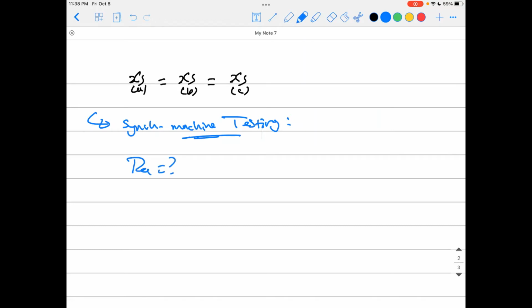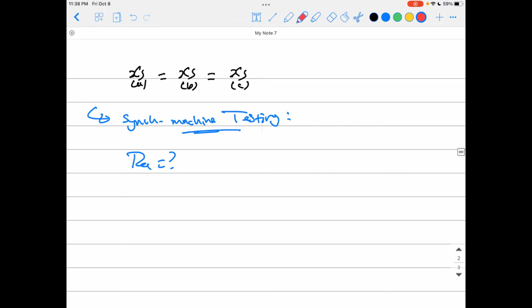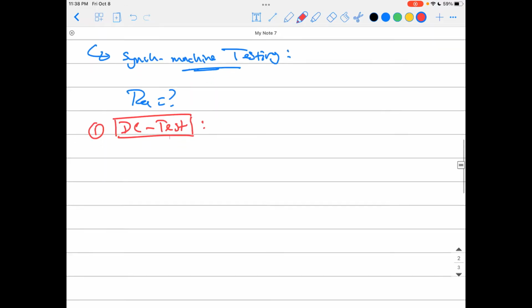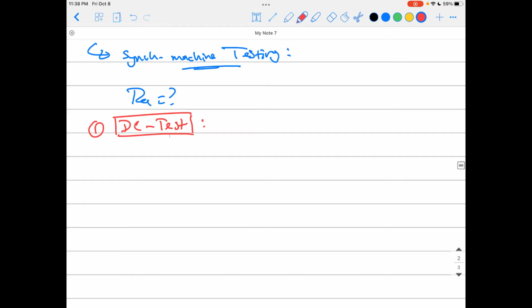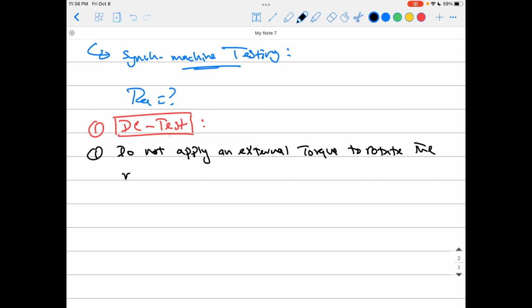How to find RA, the armature resistance? To do this, we can perform our first test here. We call it the DC test. Okay guys, we follow definite steps, so just bear with me. Number one, to do the DC test to find RA: first, do not apply an external torque to rotate the rotor.